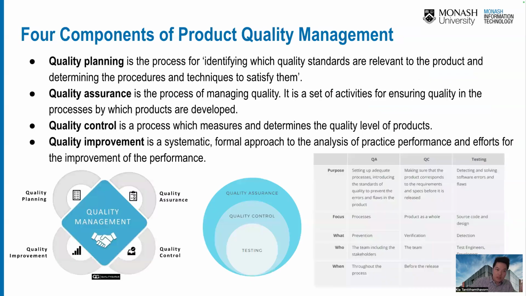Okay, when we talk about quality assurance or quality management, there are four components here: quality planning, quality assurance, control, and improvement, right? This is like a general process. At the beginning of the software project, we need to make a plan. We need to develop the quality planning.